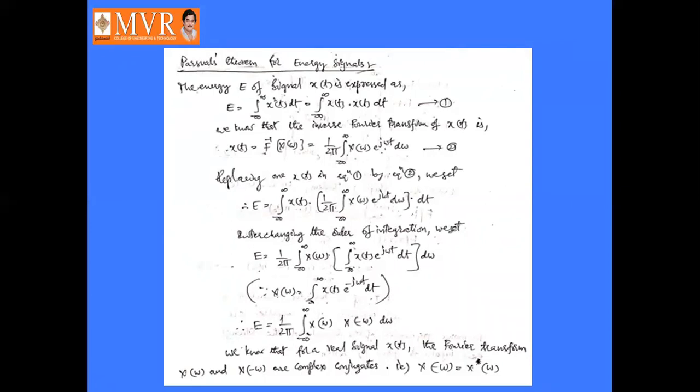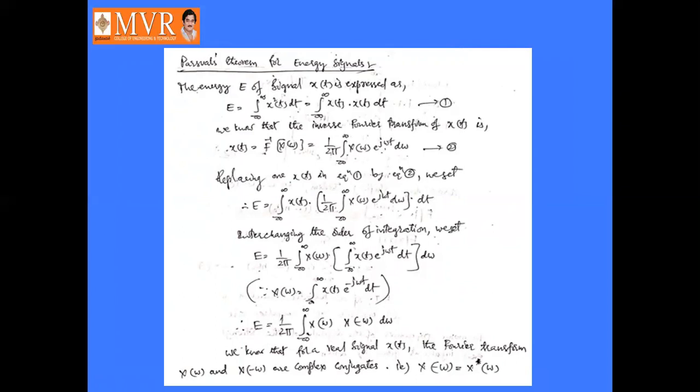So substitute equation number 2 for x of t in equation number 1, so that E becomes the integral from minus infinity to infinity of x of t into 1 by 2 pi integral from minus infinity to infinity x of omega into e power j omega t d omega, into dt. Interchanging the order of integration, it becomes 1 by 2 pi integral from minus infinity to infinity x of omega into integral from minus infinity to infinity x of t into e power j omega t dt, whole into d omega.